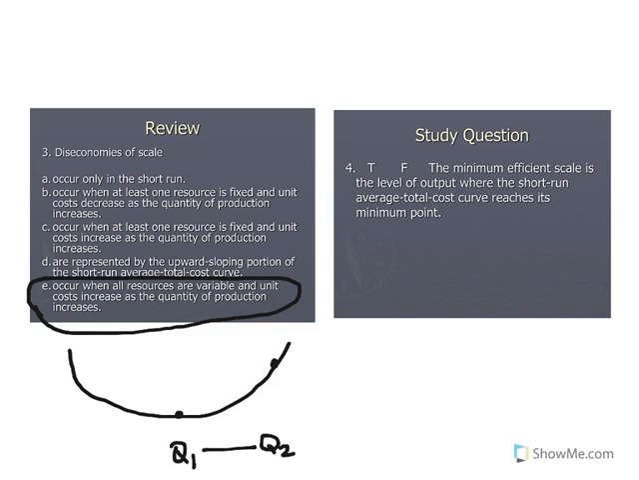And then number 4, true or false, the minimum efficient scale is the level of output where the short run average total cost curve reaches its minimum point. That would actually be false, because remember, the minimum efficient scale is not talking about the short run, it's talking about the long run average total cost curve. So in other words, if this question stated the minimum efficient scale is the level of output where the long run average total cost curve reaches its minimum point, that would be true.